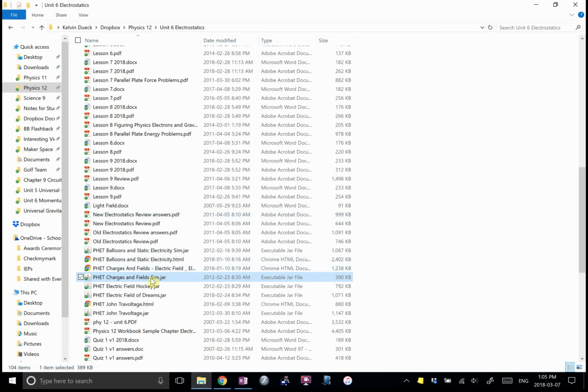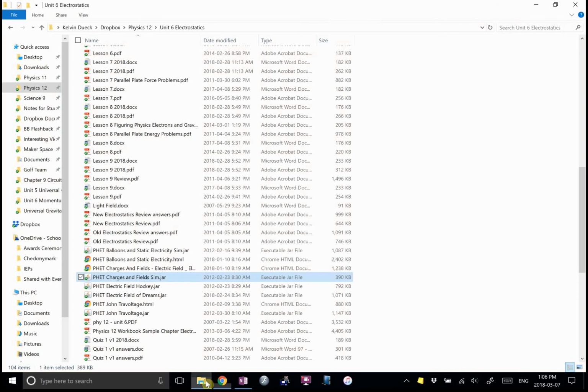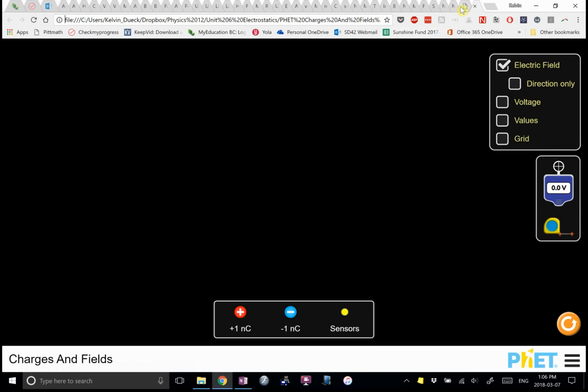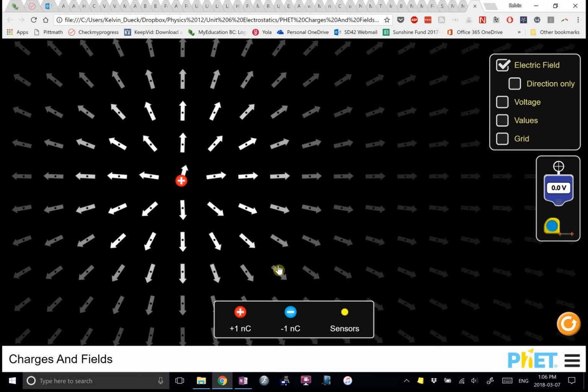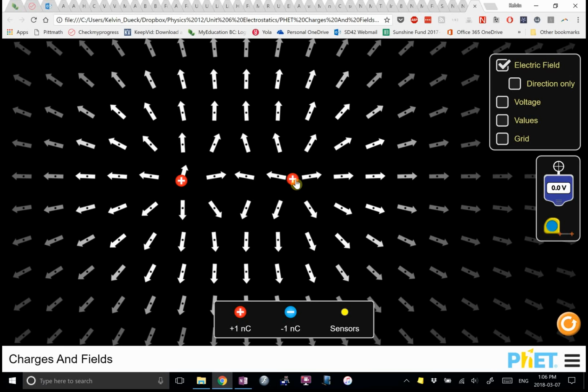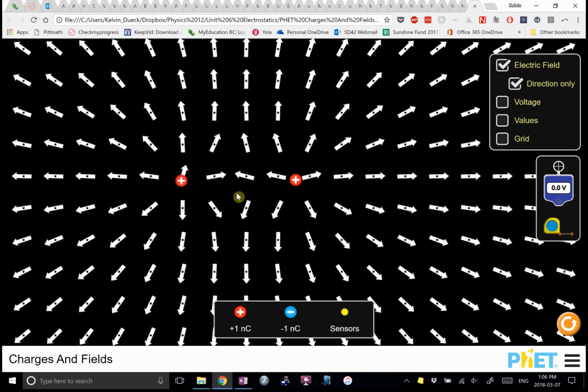If you want to see that with the sim, wait a minute. I think they have an HTML. I'll come back in a second. Charges and fields, electrostatics. Let's try that one. Yeah, that's the better sim. This is the HTML5 one. So bring out a positive. Bring out a positive. Get a little closer. And turn the electric field off. Direction only. You can sort of see the same picture that I'm showing you, kind of, sort of, ish.